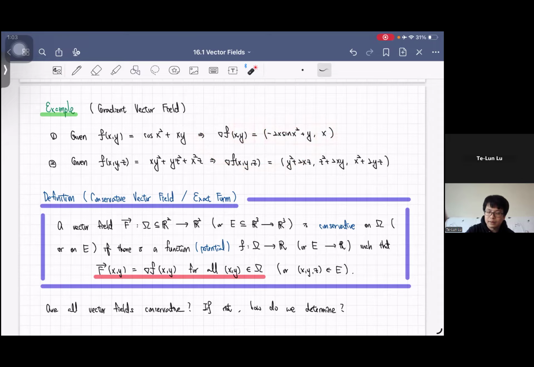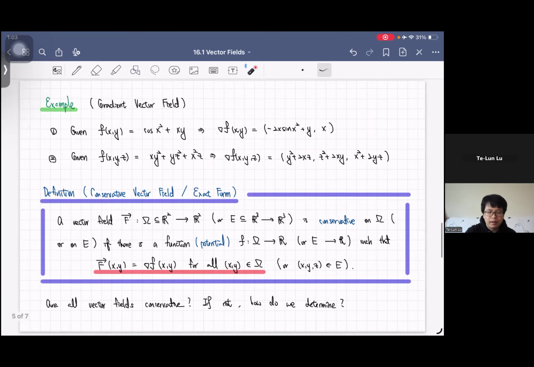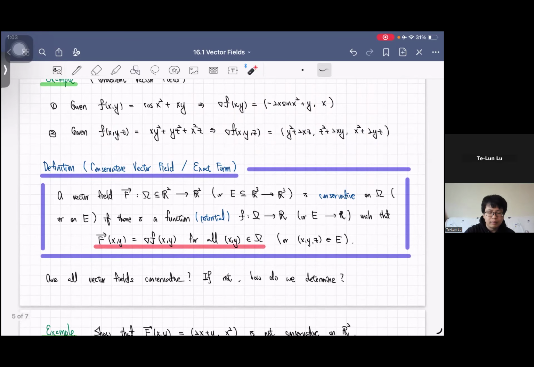So a similar thing happens if you're dealing with a 3D function. Given a three-variable function, you can take the gradient, which again gives you a three-dimensional vector. You have partial x, partial y, and partial z. So this is called a vector field. In particular, we're emphasizing this gradient vector field, which we will see why it is important afterwards. But for now, let us define this kind of vector field to be called a conservative vector field.